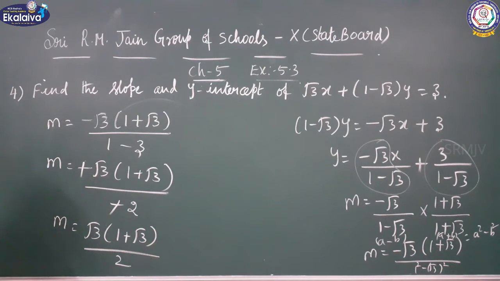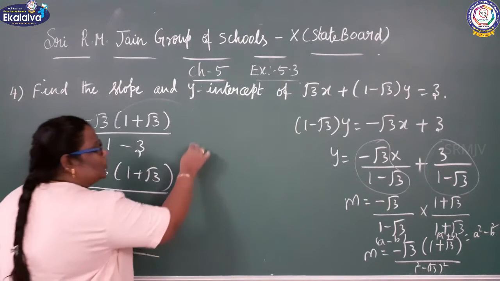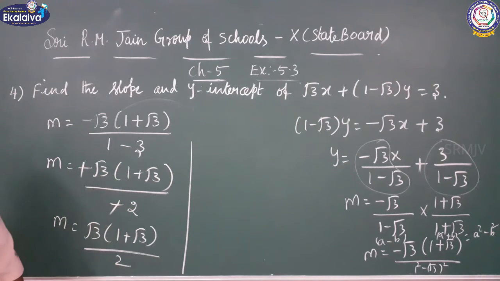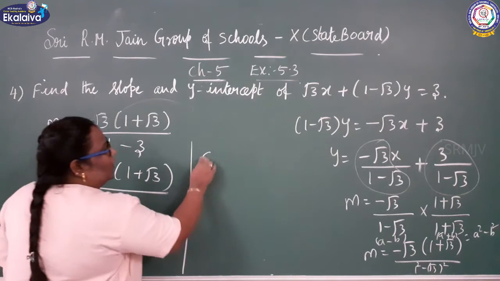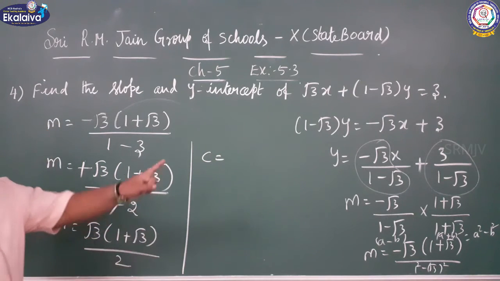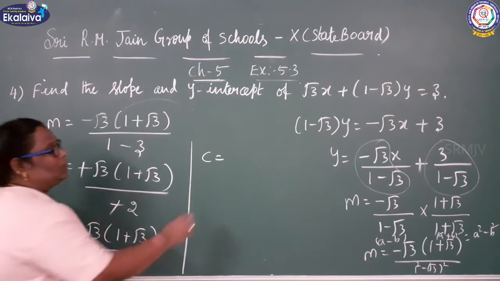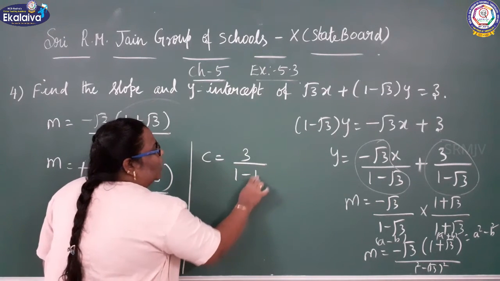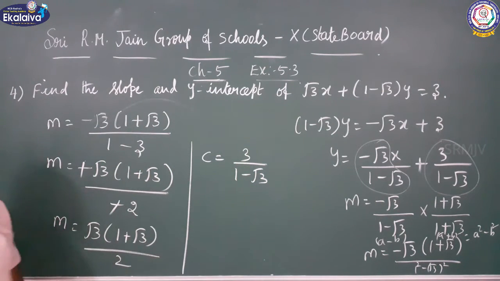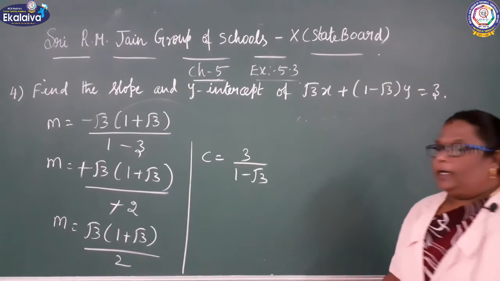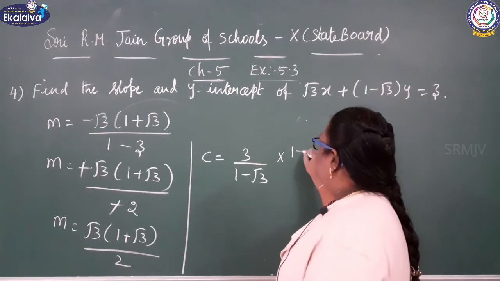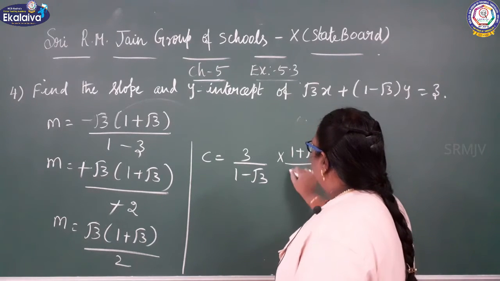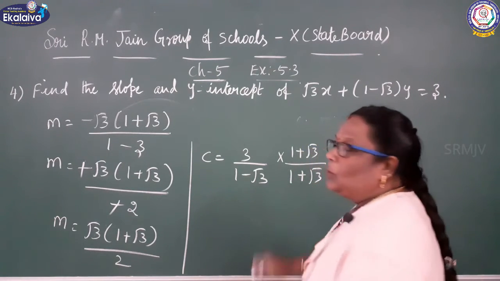This is the value of m. Then you move on to c, the y-intercept. c is equal to 3 by 1 minus root 3. The same way, you can take the conjugate: multiply by 1 plus root 3 by 1 plus root 3.